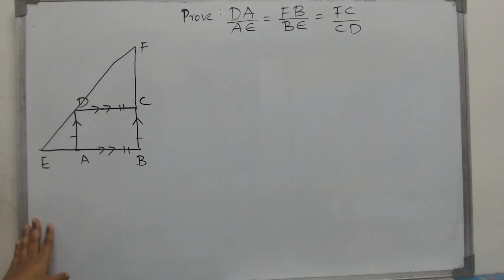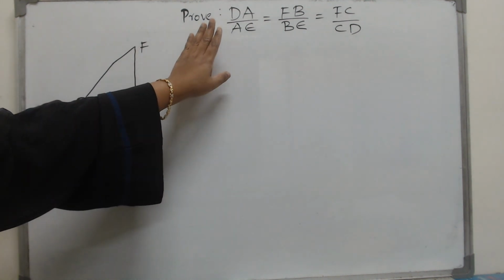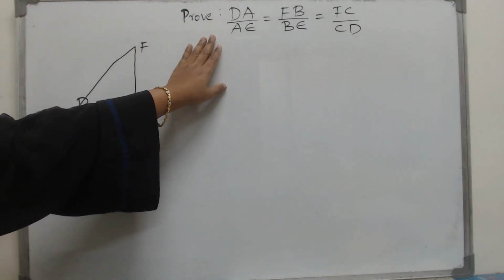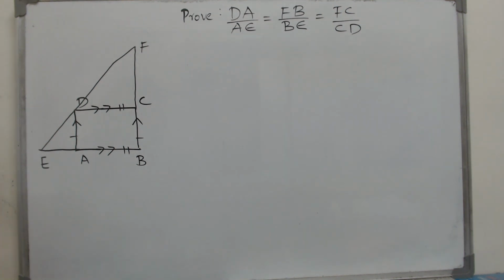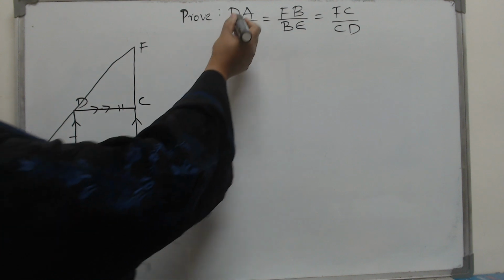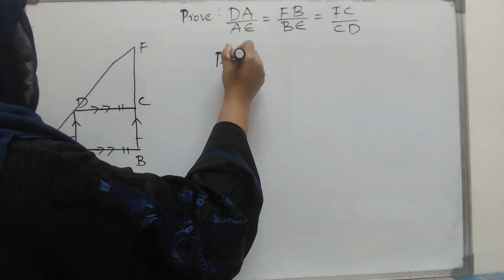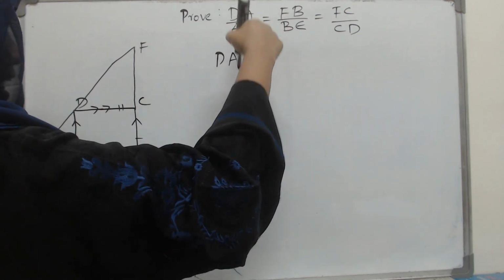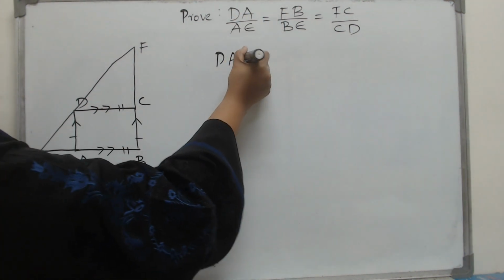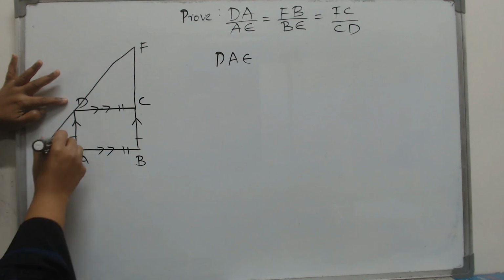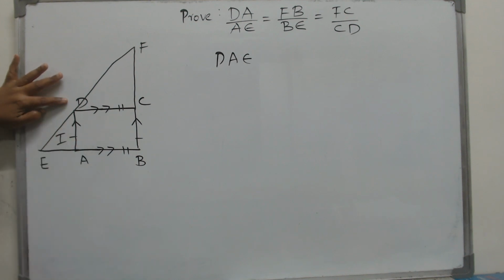How will we prove that? We will consider them to be sides of a triangle and we will prove the similarity of those triangles. Now tell me, how will a triangle which has these three vertices, D and A and E, look like? There. This is the triangle that we are talking about, our first triangle.